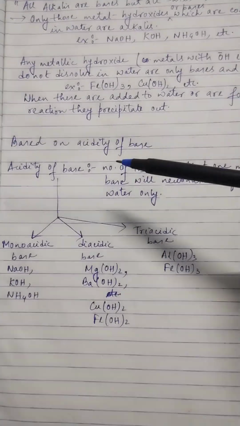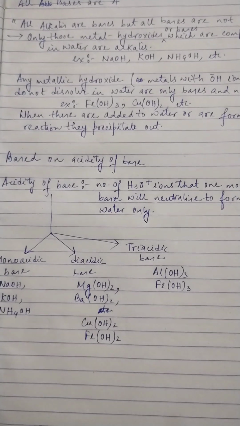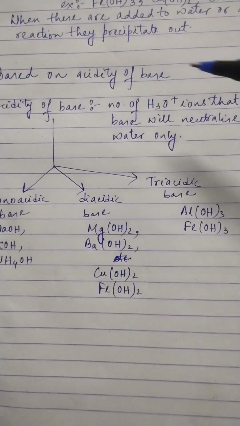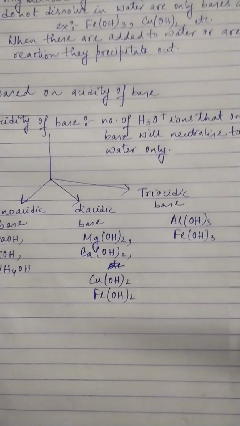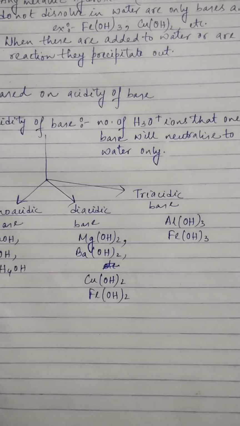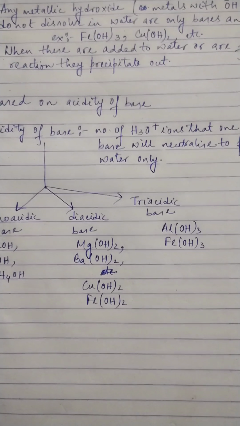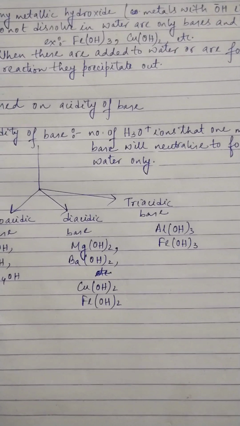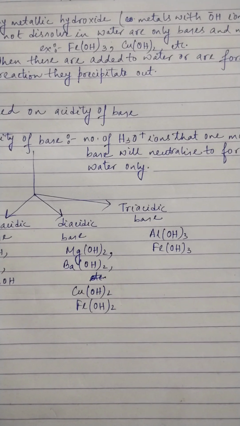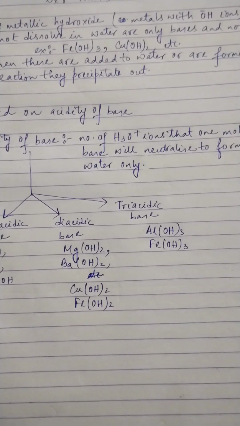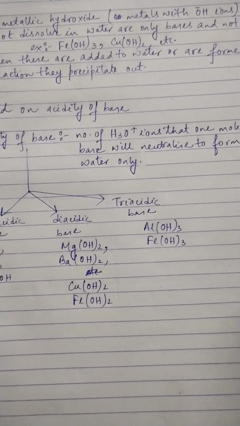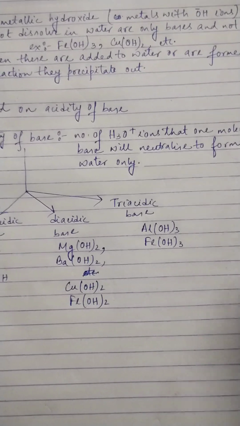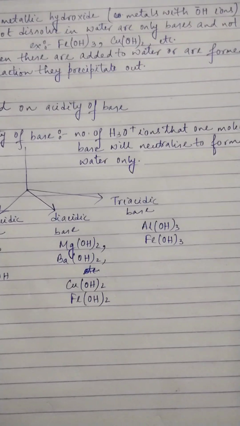Now, the next classification. One classification we have done based on strength, that is the strong base and weak base. The next classification is based on acidity of base. For acids you have learned basicity of acid, that means the number of H3O+ ions or hydronium ions that one molecule of an acid can produce. I have told you that and explained quite well. So basicity of an acid is the number of hydronium ions that one molecule of the acid can produce, right?